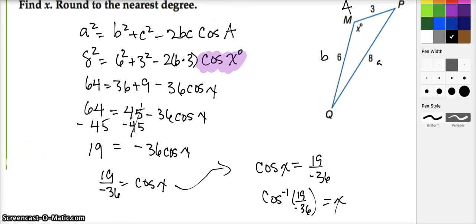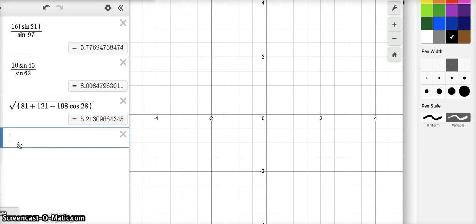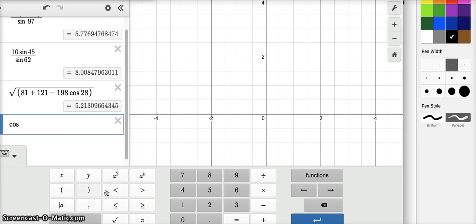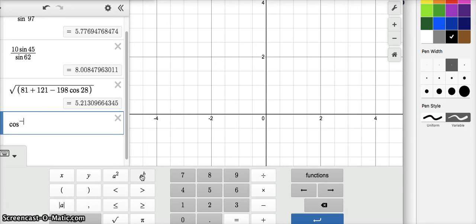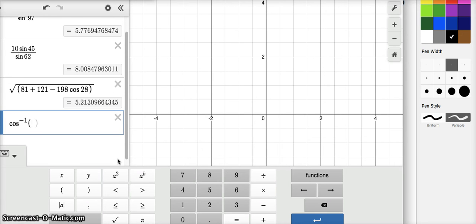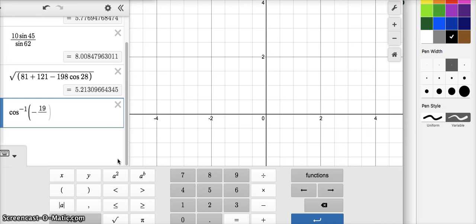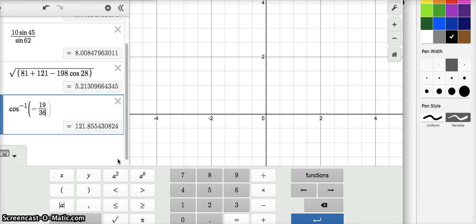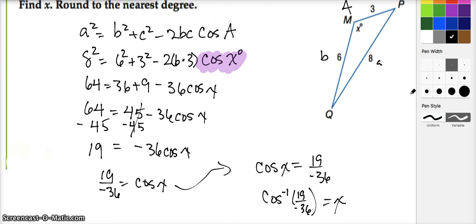So now I'm going to use Desmos to get that value. Inverse cosine can be done by doing cosine and then the exponent of negative 1. Now I've got the inverse cosine function. What was it? Negative 19 over 36, right? And then I get 121.8 degrees, and so I'm going to round it to the nearest degree, 122 degrees. So let x is equal to 122 degrees approximately.